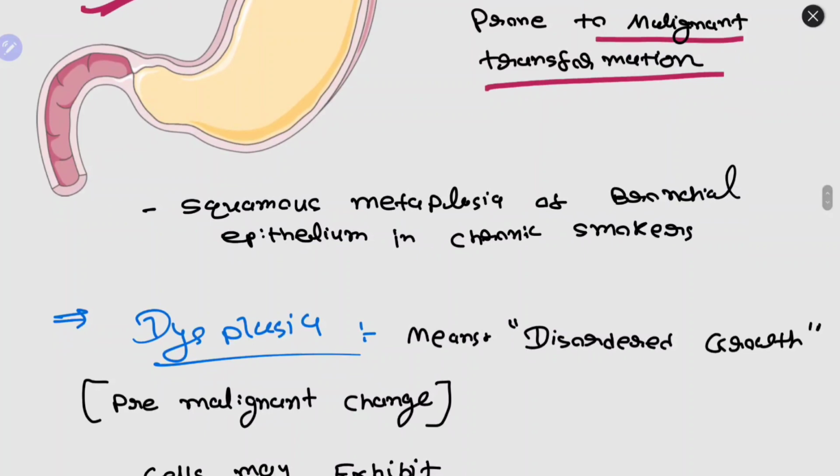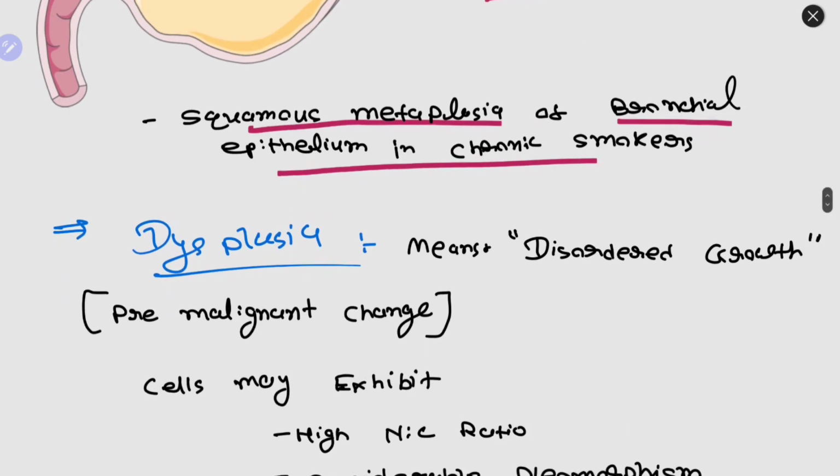Another example of metaplasia is squamous metaplasia of the bronchial epithelium in smokers. In smokers, there is continuous irritation of the mucosa because of the smoke and other things which they inhale and which go into their bronchi. So squamous metaplasia is seen in the epithelium of chronic smokers.